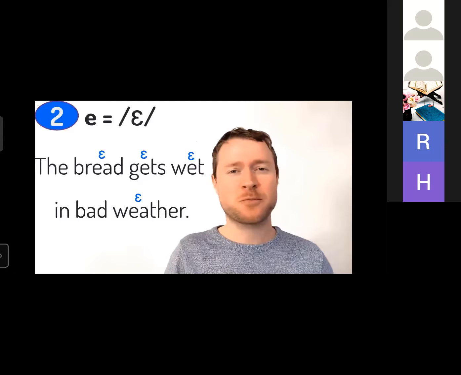Have you noticed the difference each time we pronounce it faster? It becomes easier and clearer. So it's the same with our learners. We have to train them to speak slowly at the beginning, very slowly. After that, they get faster and faster till they are familiar with pronouncing a whole sentence together. So the bread gets wet in bad weather, the bread gets wet in bad weather, and so on.